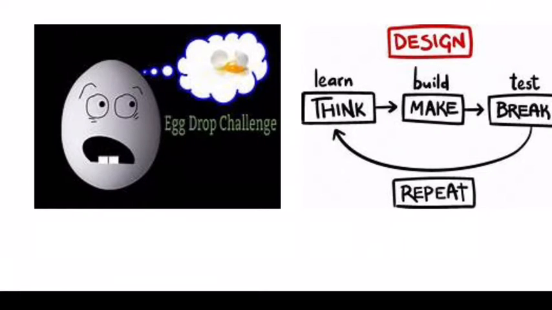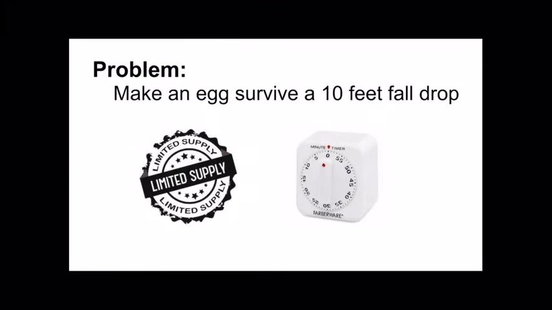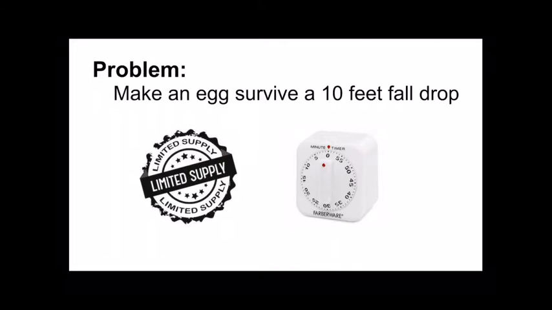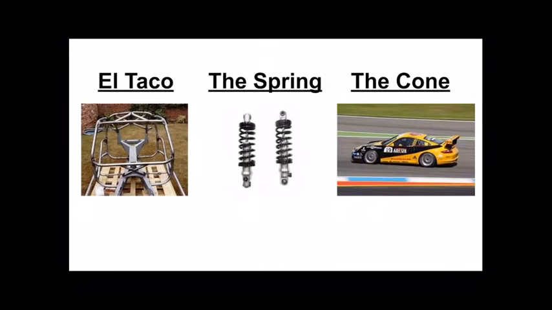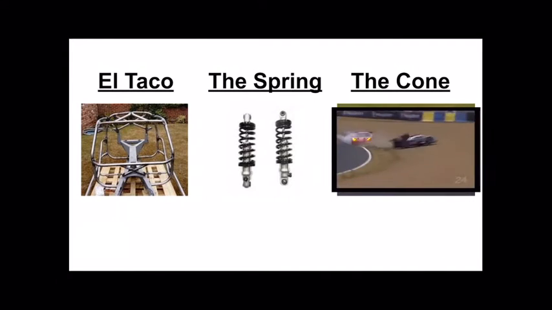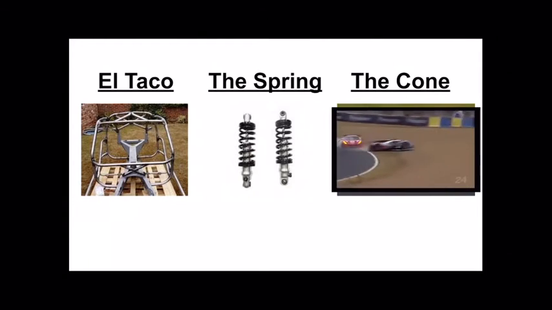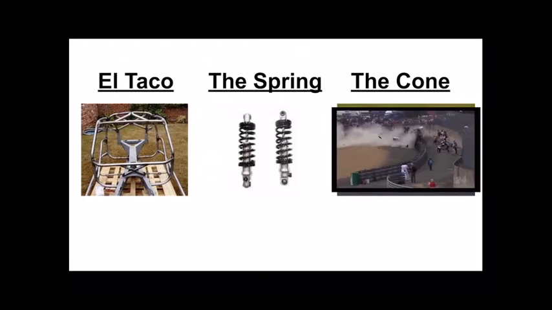So we began our project by stating the problem, which was to create a device using limited supplies and assembly time to prevent an egg from cracking at a 10 feet fall. Then we brainstormed for ideas, and we came up with 3, the taco, the spring, and the cone. These ideas formed the basis of our theory, with the taco acting as a roll cage, the spring as a shock absorber, and the cone was an attempt at both.